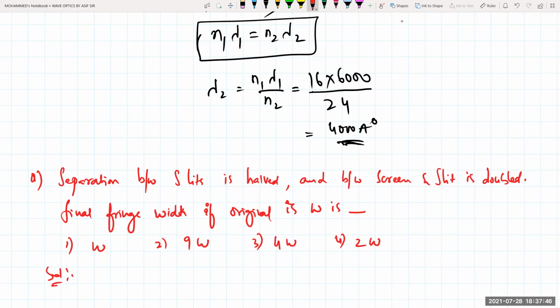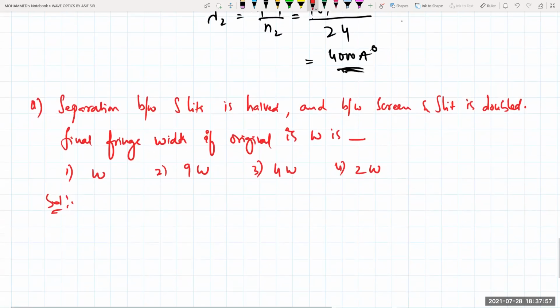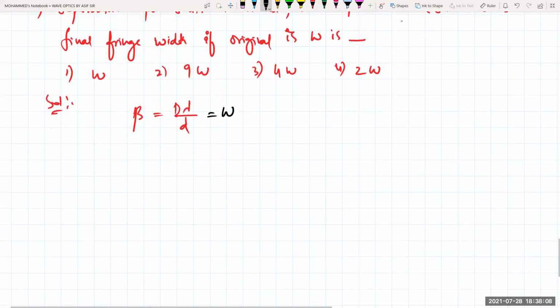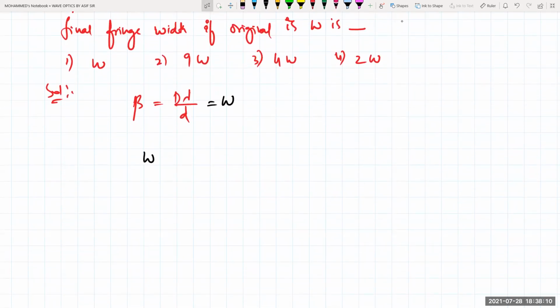Sir, 4 times, sir, because small d is d by 2, right, sir? It's half. Yeah, fine, very good. The fringe width formula is beta equals capital D lambda by small d. The fringe width is represented by W in the problem. Now, if I'm writing the new fringe width, let's say W dash.